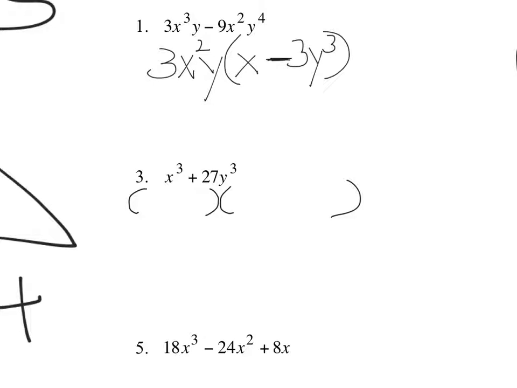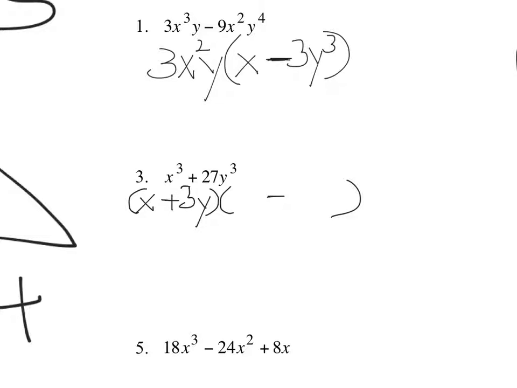So this is what we do. We take the cube root of x cubed, which is x. If this is plus in the middle, this will be plus, and the middle term over here will be minus. And then what's the cube root of 27y cubed? 3y. Okay, so that's not the hard part. The hard part's the next part. So I have x plus 3y. Now, I never want to look back at x cubed plus 27y cubed anymore.